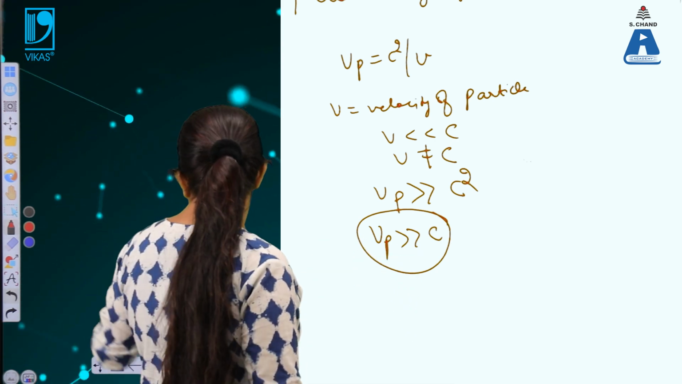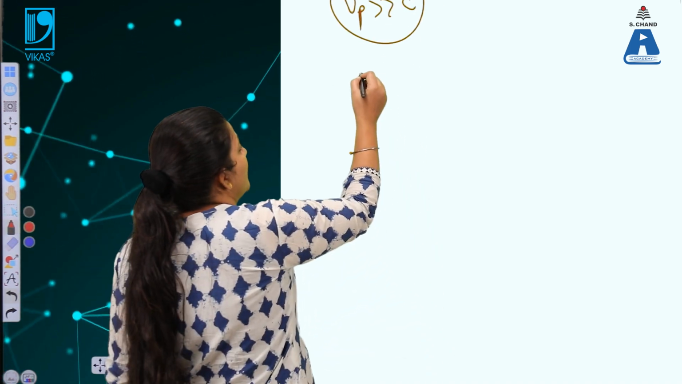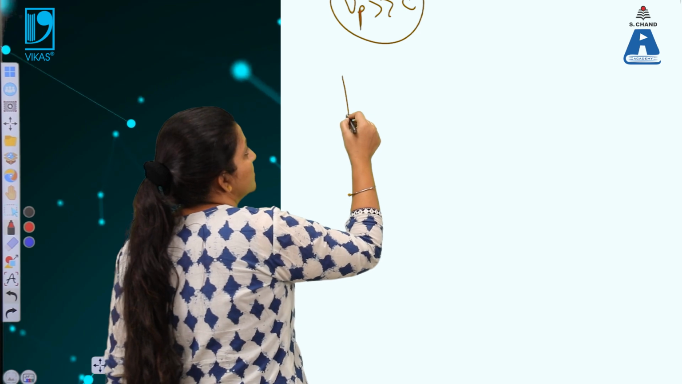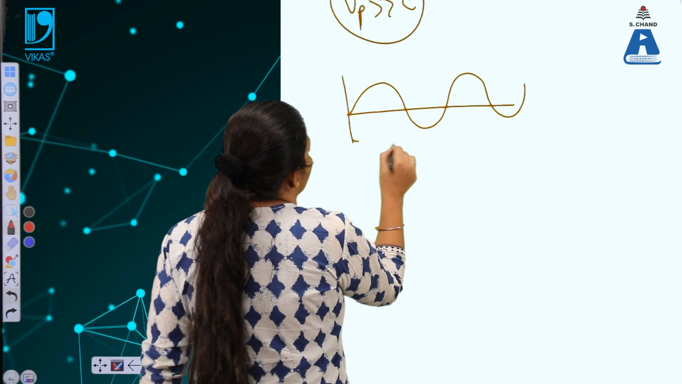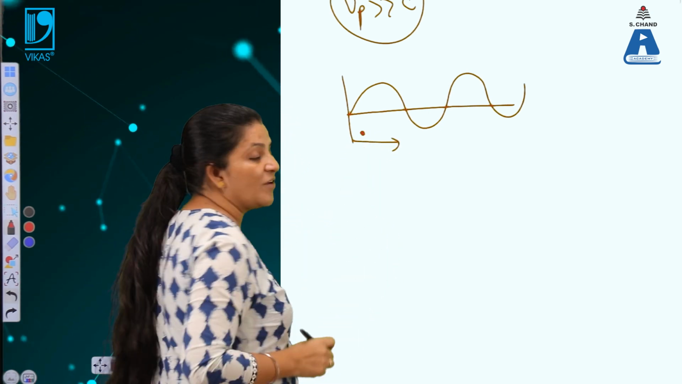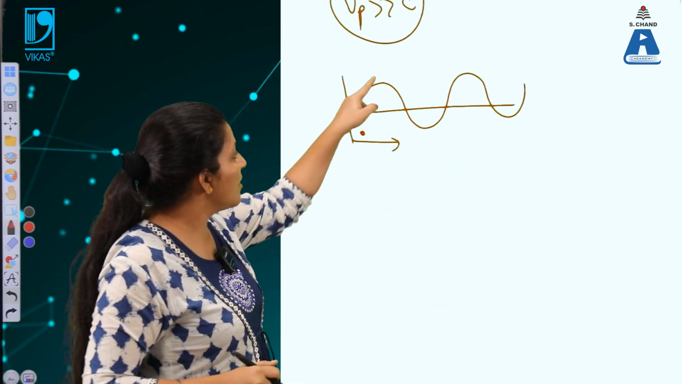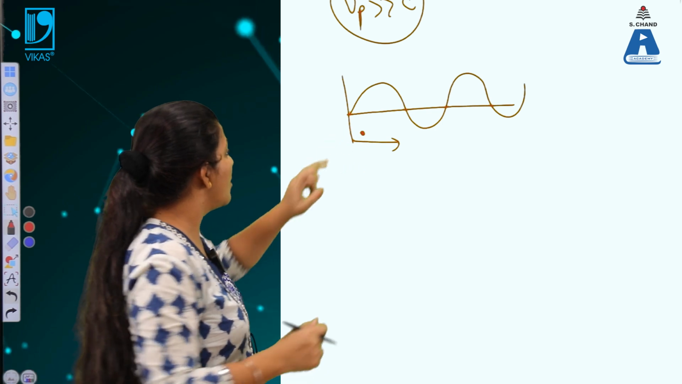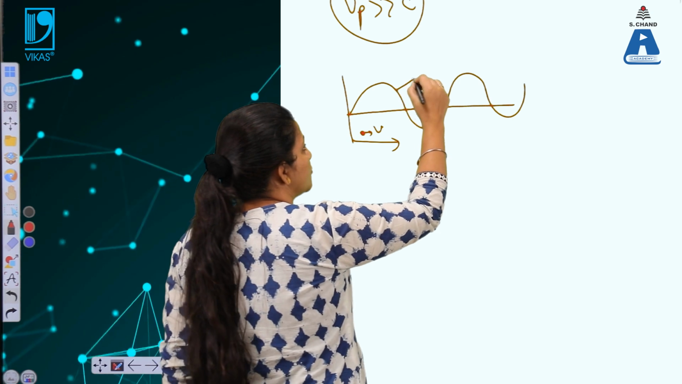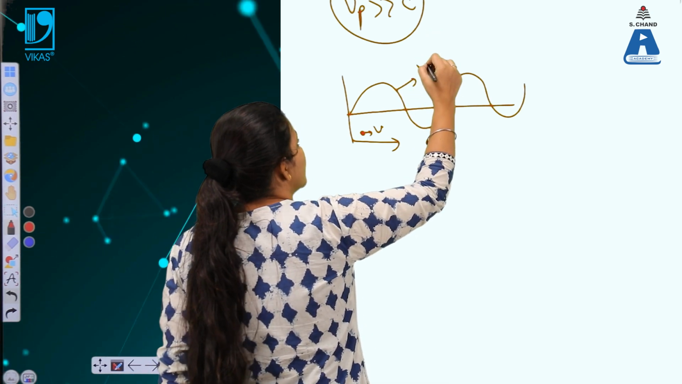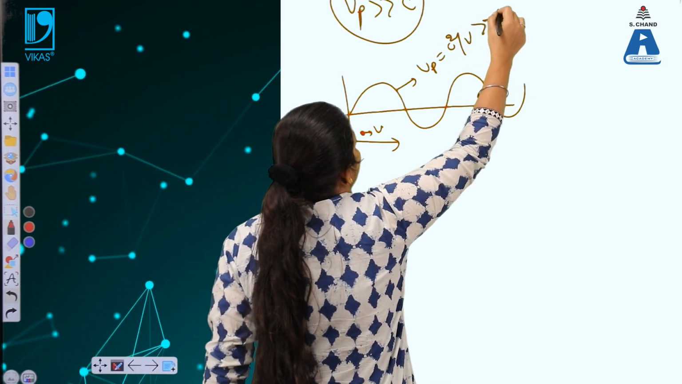So according to this expression, we realize that Vp is very much greater than c. Now if here is a particle which is moving along the positive x-axis, we know that the wave is associated with the particle. Here the particle is moving with the velocity v, and the wave associated with the particle moves with the phase velocity, which is c square by v, very much greater than c.